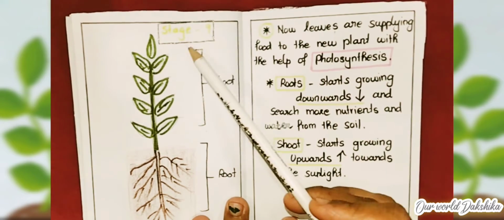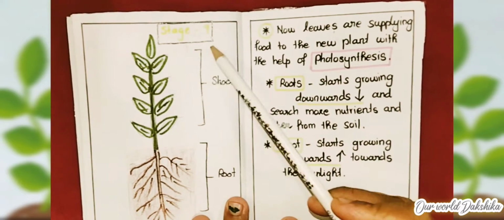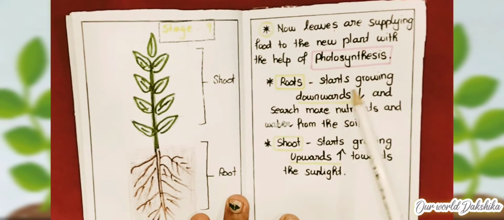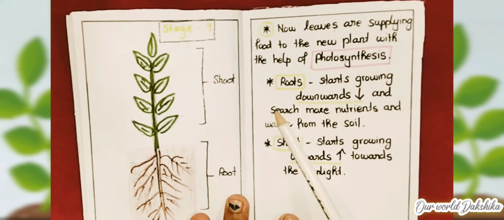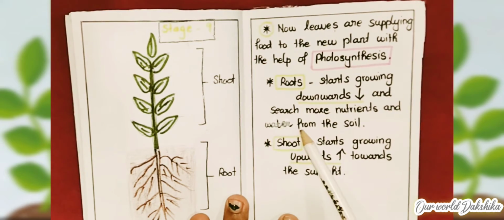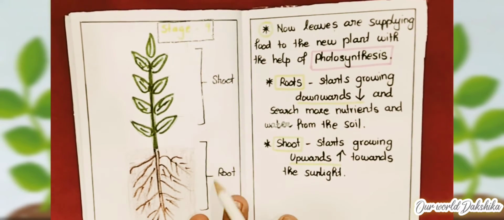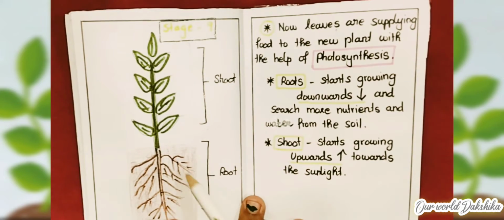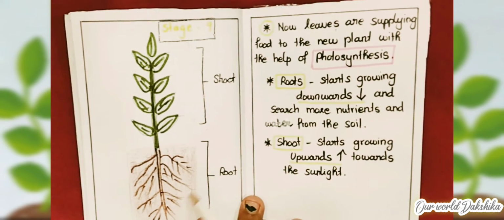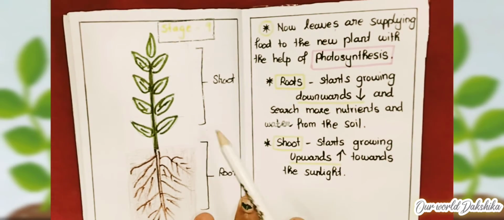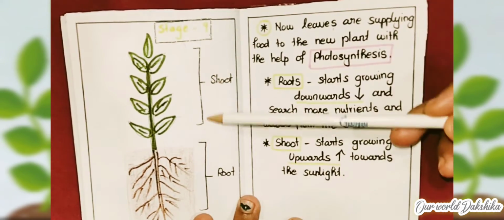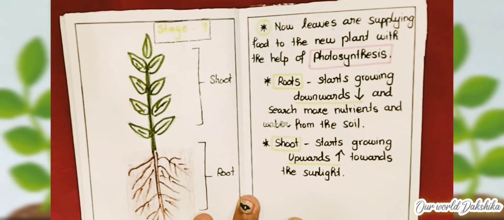Now we see the two main parts, the shoot and the root. The roots start growing downwards and search for more nutrients and water from the soil. Then the shoot part starts growing upward towards the sun, searching for sunlight.